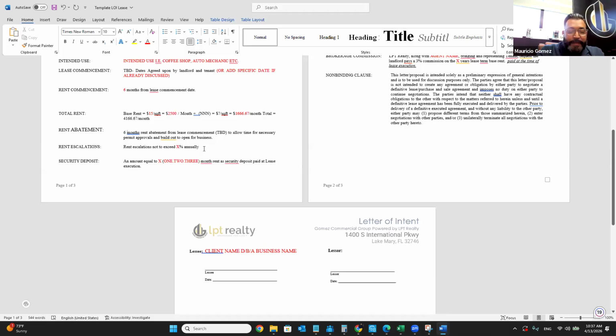Rent escalations are something you will always see in a commercial lease. You're going to see that the base rent will go up by 3%, 4%, or 5% every single year. To protect your client, I always say I don't want it to go more than 3% annually, which is your standard. Okay. Any questions on rent escalation?